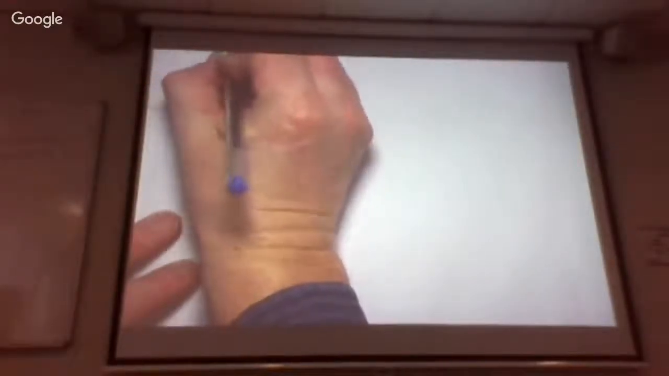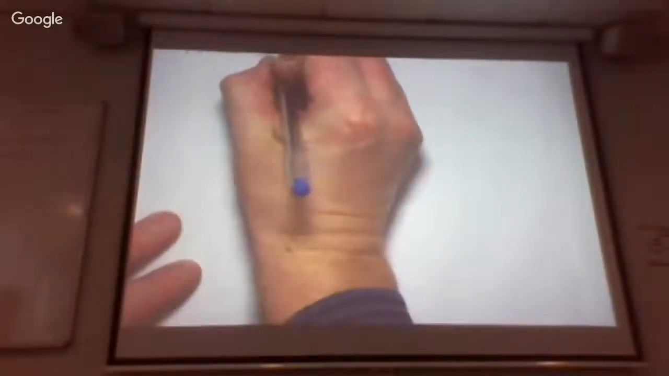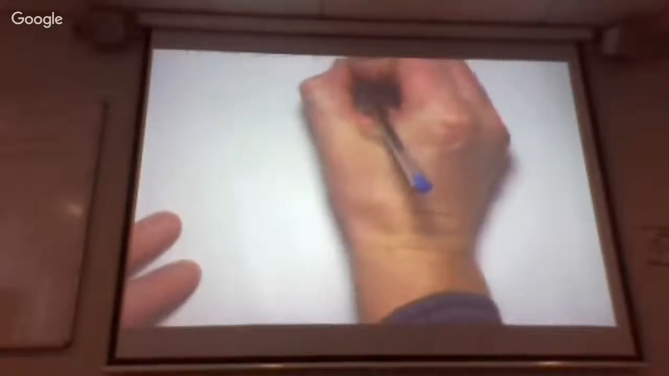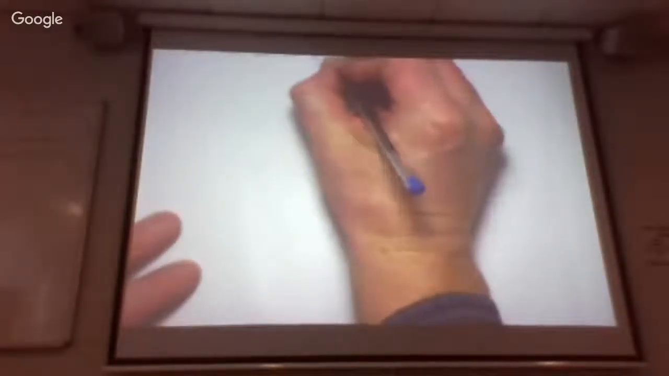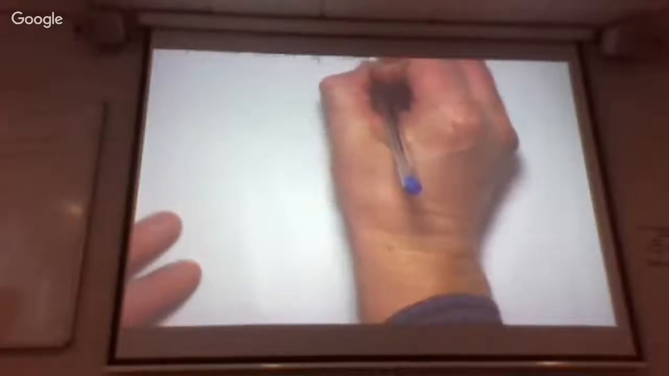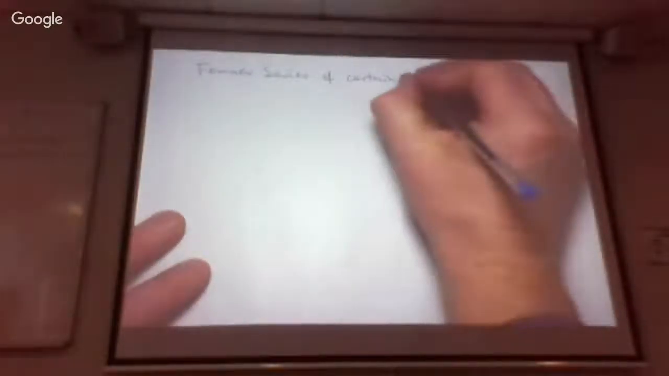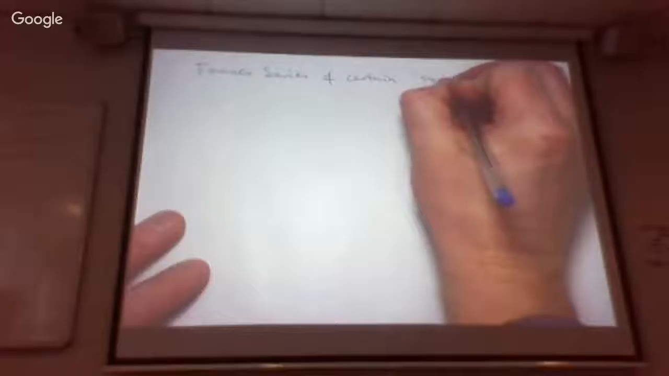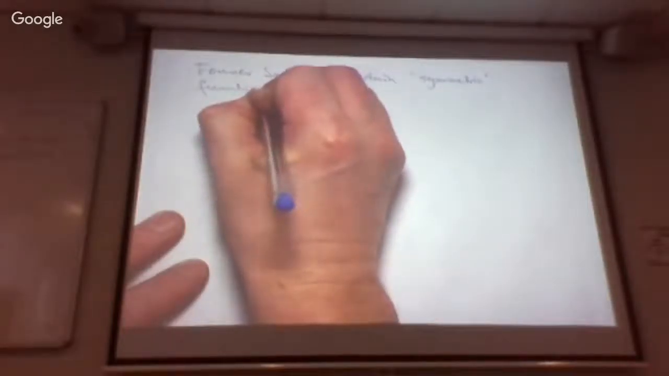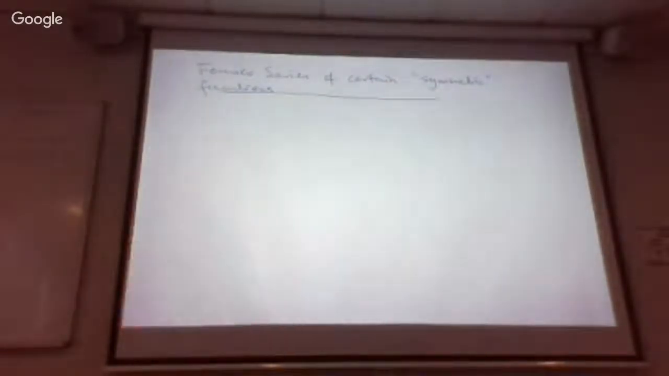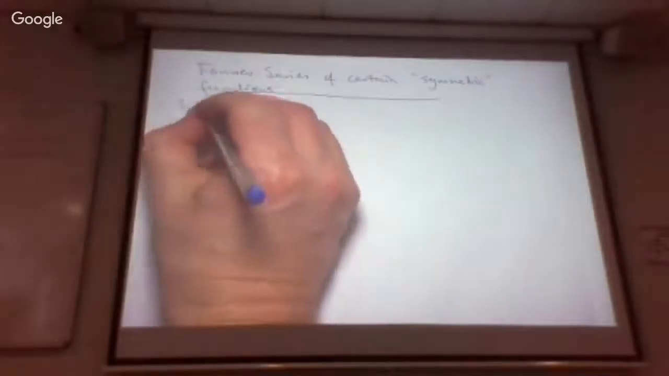Okay, then, so what's on the cards for today is to consider what the Fourier series of certain symmetric functions look like. So this is section 3.3 in the notes.